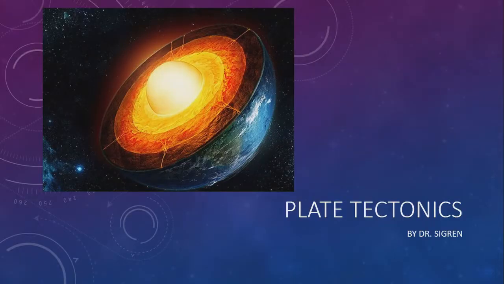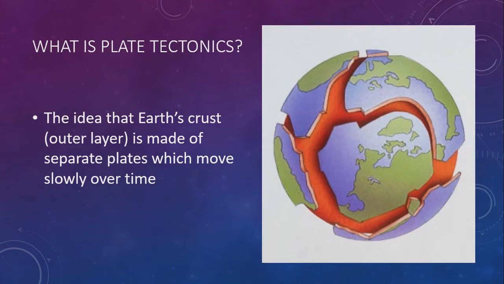So again, you've probably heard of plate tectonics, but what exactly is it? Simply, it's the idea that the Earth's crust, which is the outer layer of the Earth, is made of separate plates, and these plates are moving around slowly over time. This little diagram on the right can help show it. The idea is that if you could peel back the outer layer of the Earth, like an onion or an orange, inside we would have lava and magma. On the outside, this peel, this crust, is actually made of separate plates, and these plates could be moving in different directions at different times. That's the idea of plate tectonics.